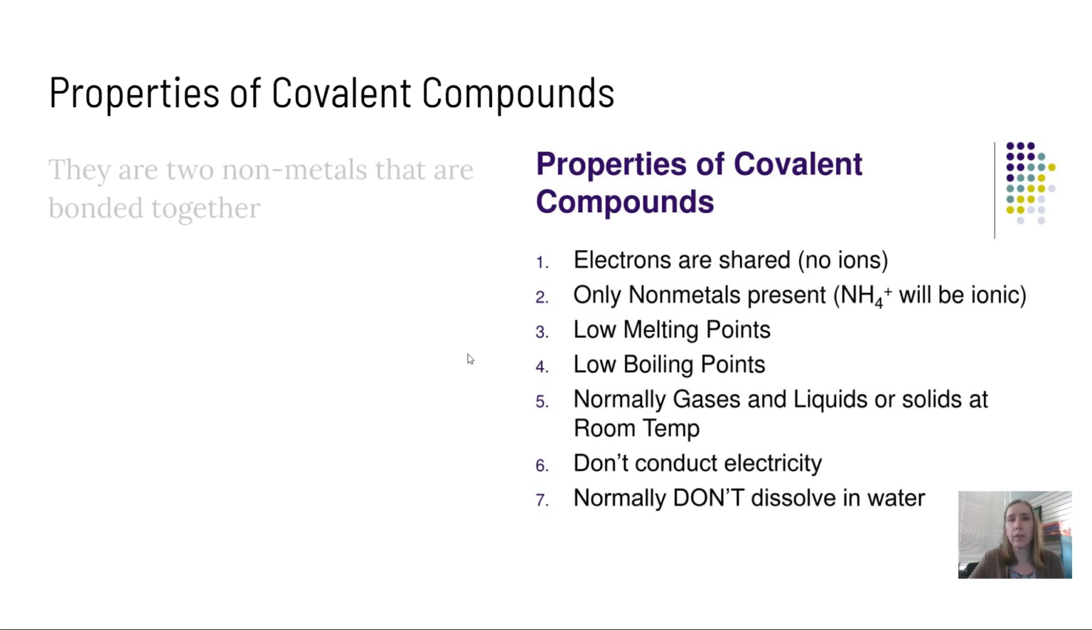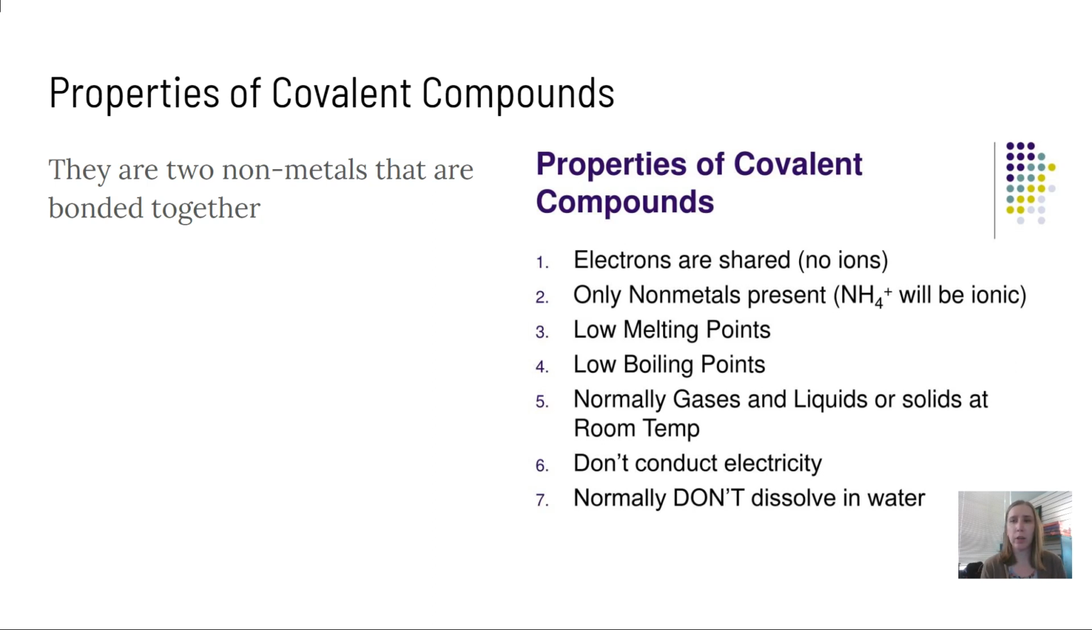Properties of covalent compounds are that the electrons are shared. There are no ions. So in ionic compounds, there are ions, and they actually swap electrons, okay? With covalent compounds, they just share the electrons, and then we act as if those shared electrons count for both atoms, okay? They count as electrons. And only nonmetals are present, so it's two nonmetals that are bonded together.